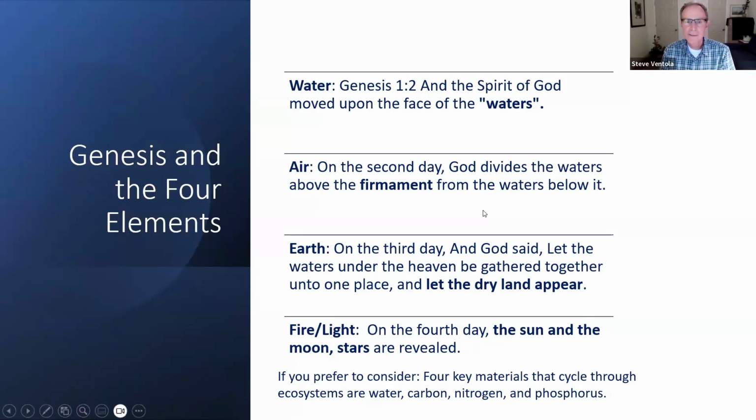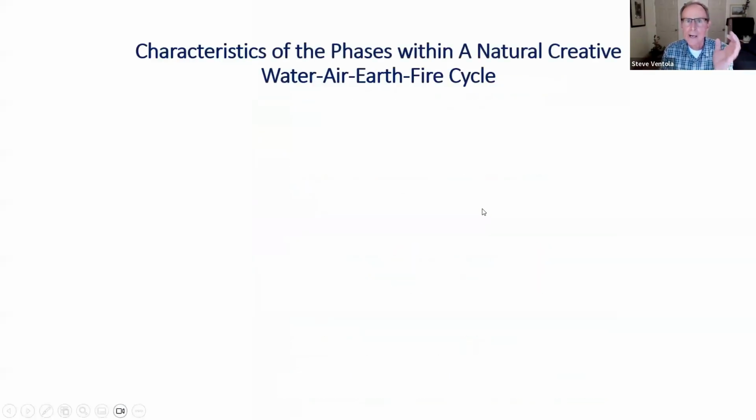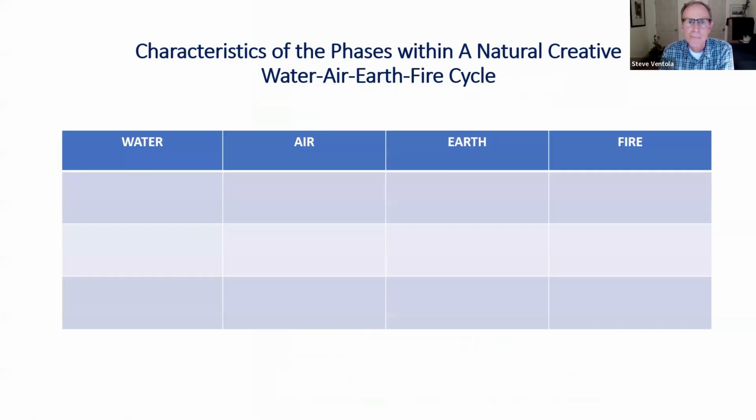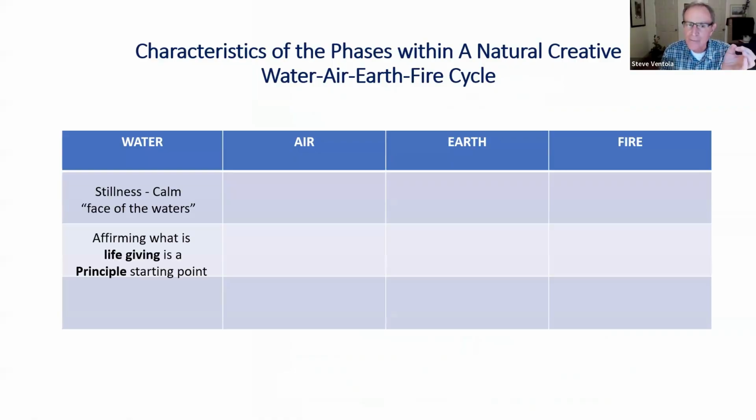So again, we're setting a context here. Characteristics of the phases within a natural creative water, air, earth, fire cycle. Before we get into our ages, we're going to look at what it takes for a natural creative cycle. Bob Smith was mentioning how attitude starts things off, so we're going to look at this in terms of these aspects. Water, you can say stillness, calm, the face of the waters, beginning with right attitudes. An attitude of affirming what is life-giving is a principal starting point.